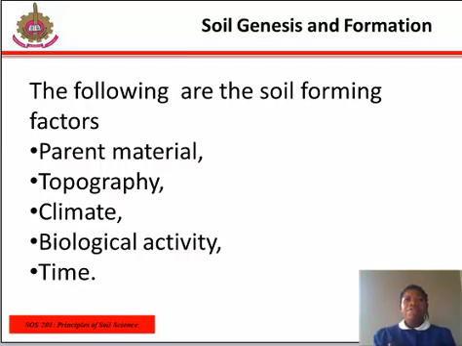Topography. Topography or relief is the slope and aspect of the land that has a strong influence on the distribution of soil on a large scale. The two aspects of topography that influence soil formation are the altitude and the slope. Slope affects the amount of precipitation that infiltrates into soil.